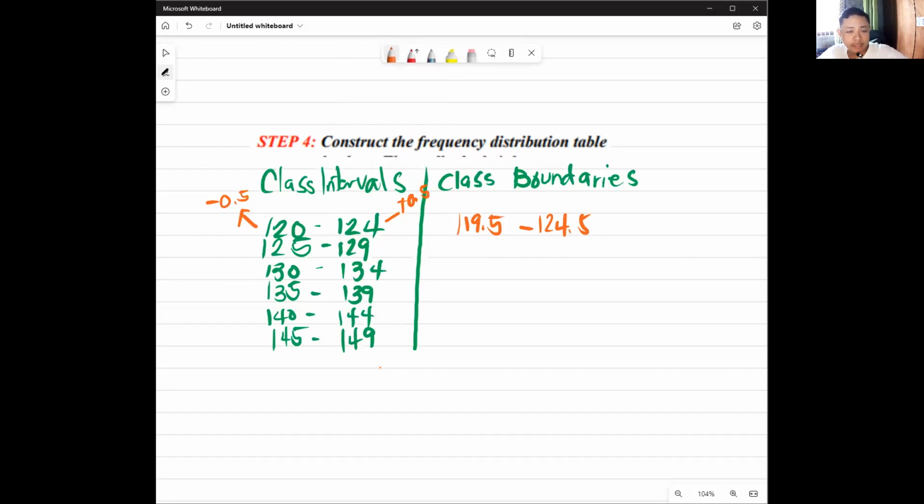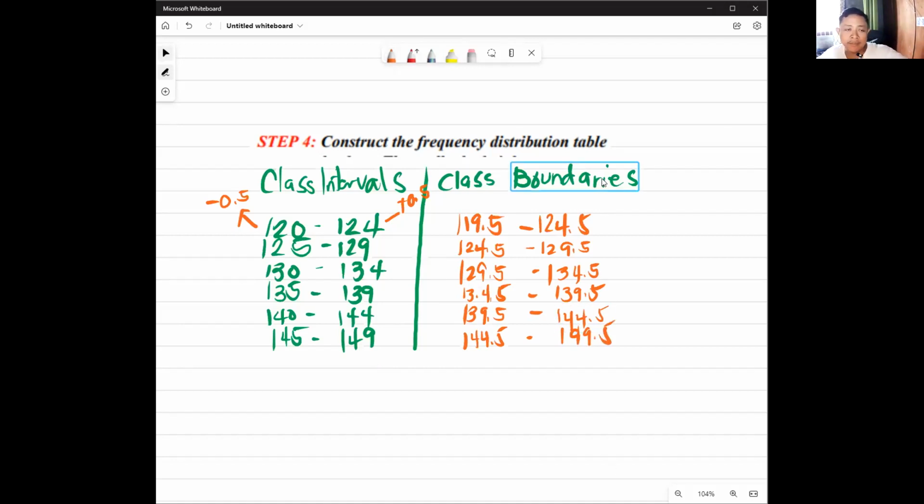Then do the same. So 124.5. Ayan. Dito naman magkakadikit. Meron ka na kayong dikit. To 129.5. Okay, next. 129.5 to 134.5. Next, 134.5 to 139.5. Next, 139.5 to 144.5. And finally, 144.5 to 149.5. Okay, that's for our class boundaries.